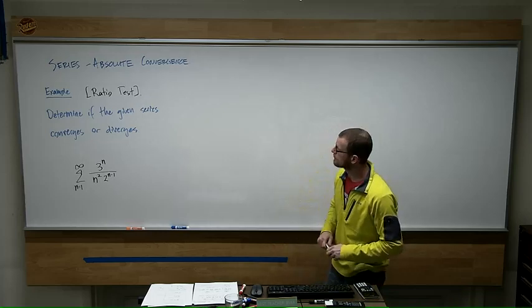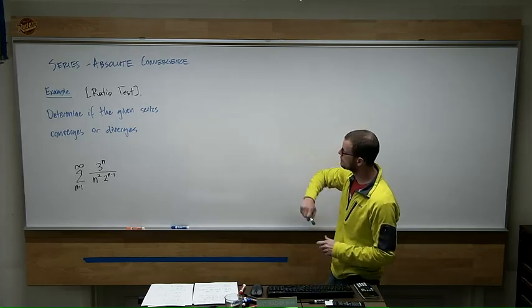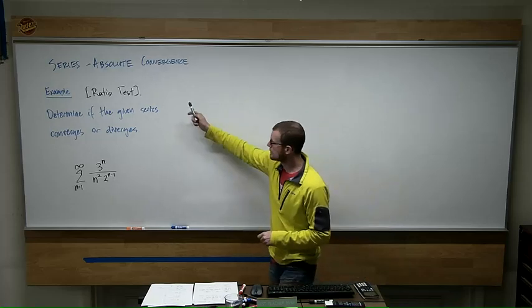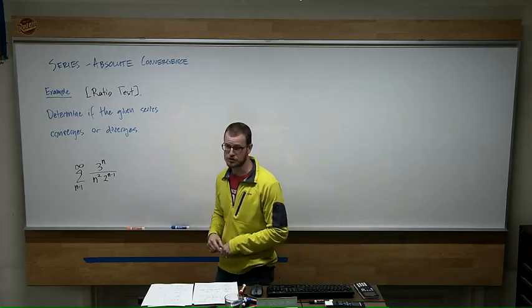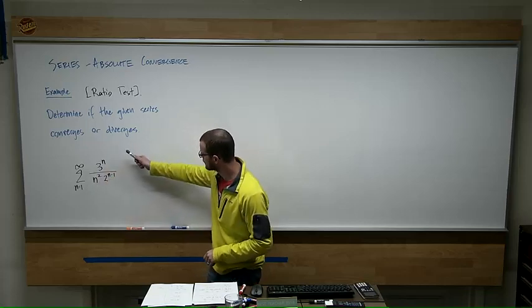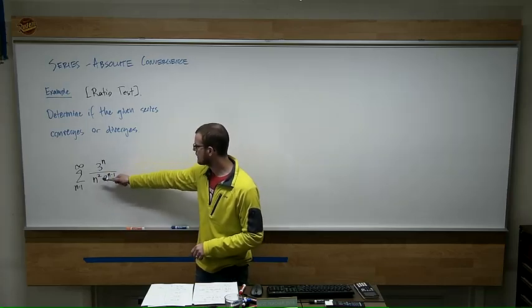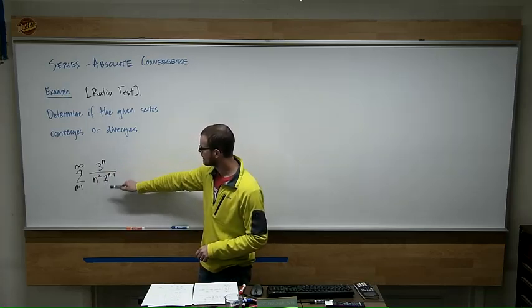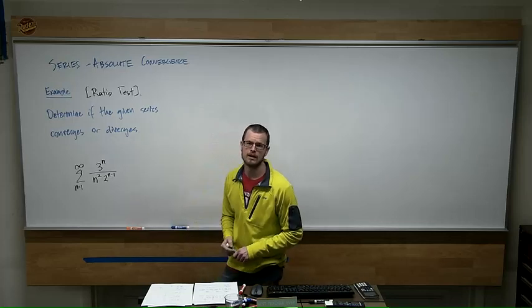Welcome to the workshop. We want to take another look at an example. Here we're going to use the ratio test to determine the convergence or divergence of a series. The series that we're looking at is the sum from 1 to infinity of 3 to the n divided by n squared times 2 to the n minus 1.